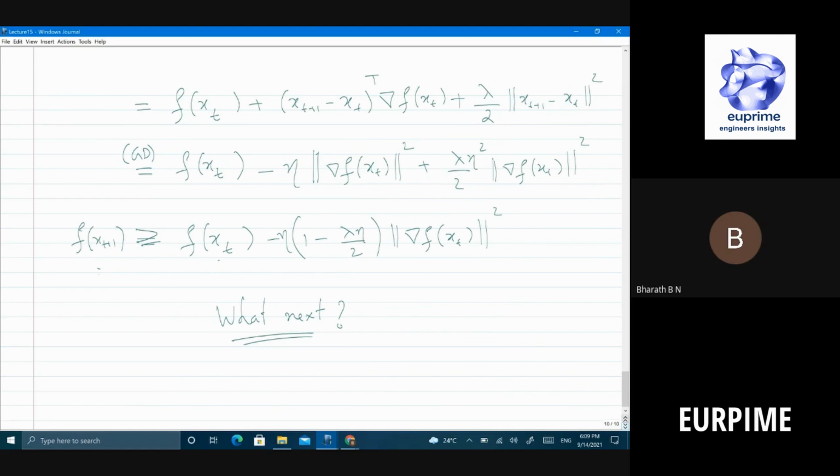Then we invoke the GD step, right? So xt plus 1 minus xt is nothing but negative eta times the gradient. So I just substituted the gradient here. Gradient transpose gradient is again the norm squared of the gradient. Remember, the gradient is a vector, right? And you have lambda eta squared by 2 times this. So essentially what we ended up getting was this equation here, right? So let me write this equation.